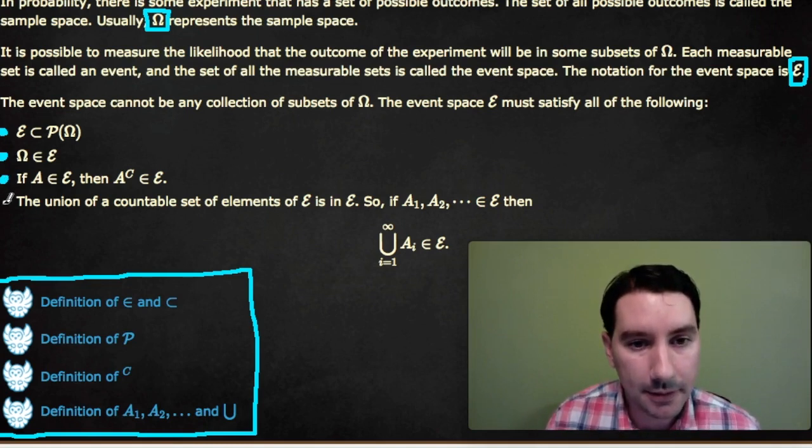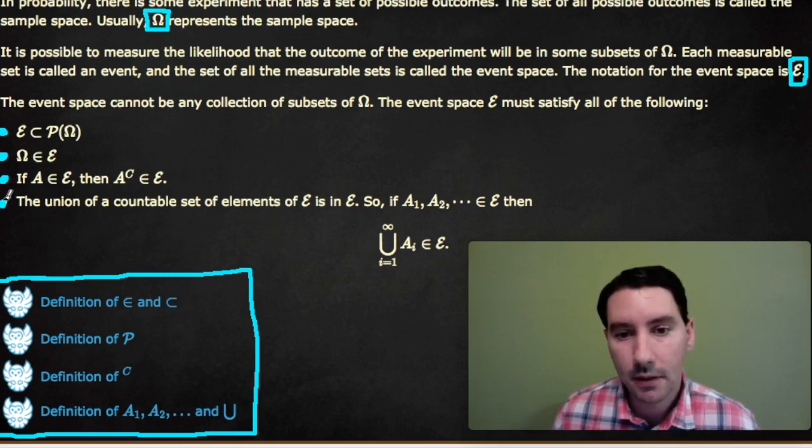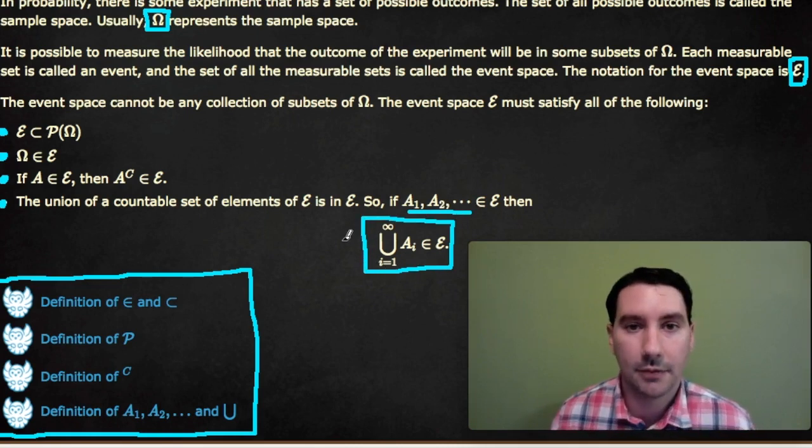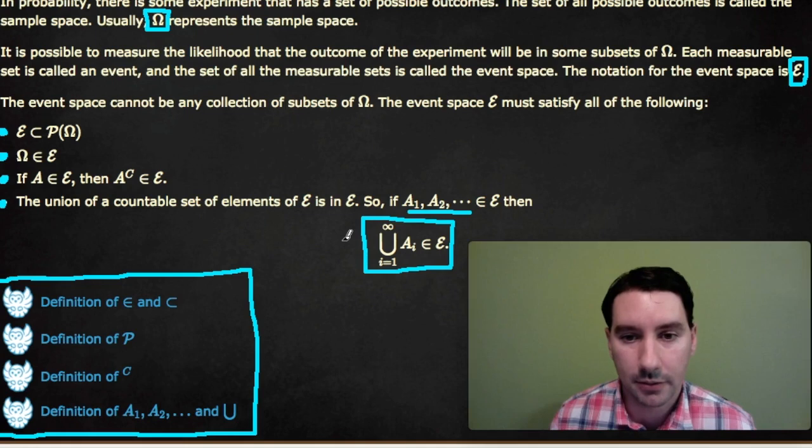The last point is that the union of a countable set of elements in E is also in E. So if A1, A2, A3, and so on are all events, then the union of all the A's is an event. This just means if I know whether A1 occurs or not, whether A2 occurs or not, and so on, then I also know whether at least one of the Ai's occurred.